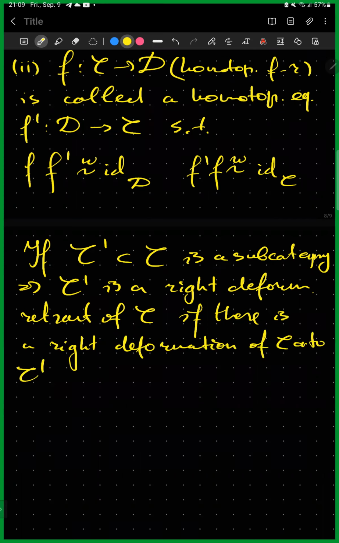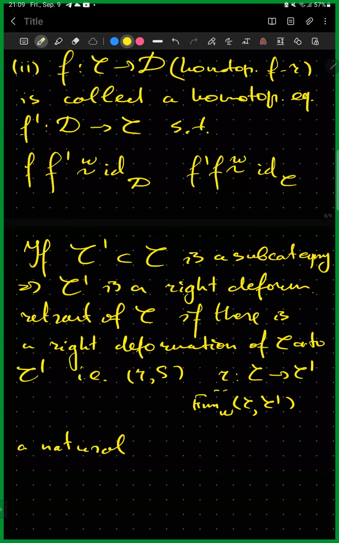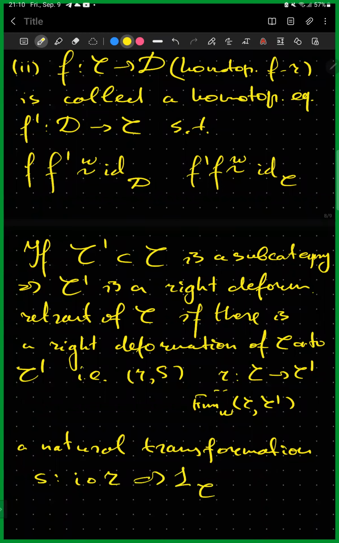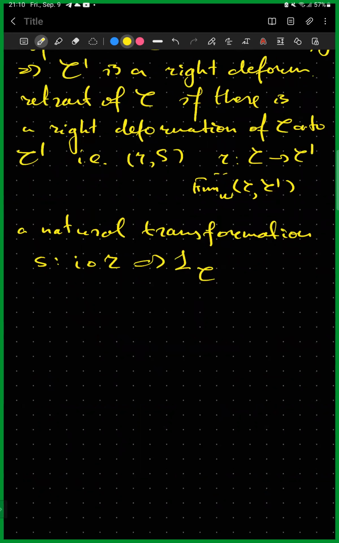So what is the right deformation? This is a pair RS consisting of a homotopical functor R from C to C prime and an initial transformation S from the composition of the inclusion functor from C prime to C with this functor R. Now, obviously, a left deformation retract is defined just by inverting arrows.